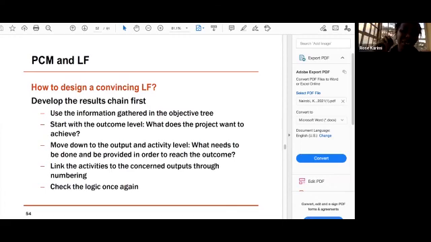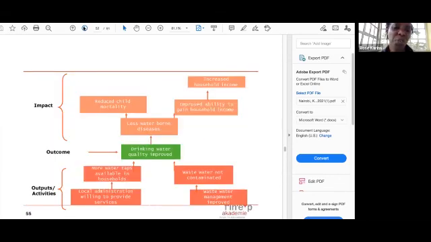So at least the first thing you need to do is to make sure that your problem analysis and your objective tree are talking to each other. That means the objective tree is a future solution of your problem analysis. Then, as I said, you just transform or move that information into your results chain. And of course, you keep on checking the logic all the time.